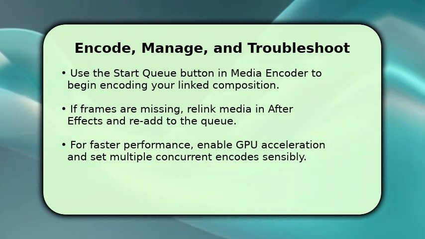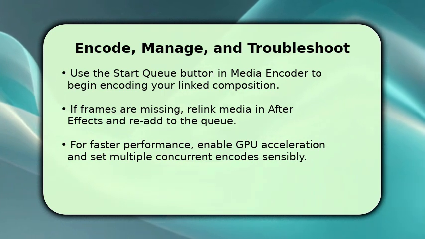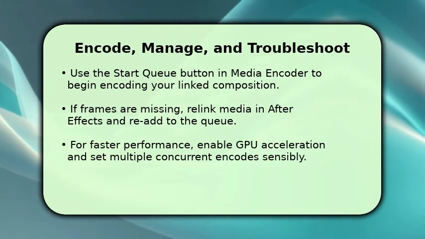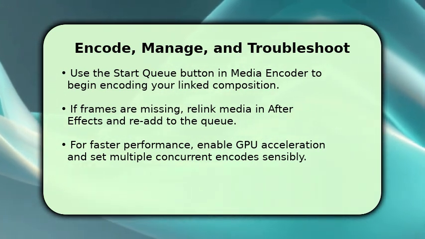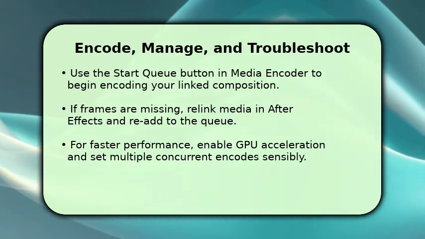For faster performance, enable GPU acceleration in Preferences and set memory allocation between Adobe apps. Export to a local SSD and avoid network drives to prevent dropped frames. Archive your After Effects project.